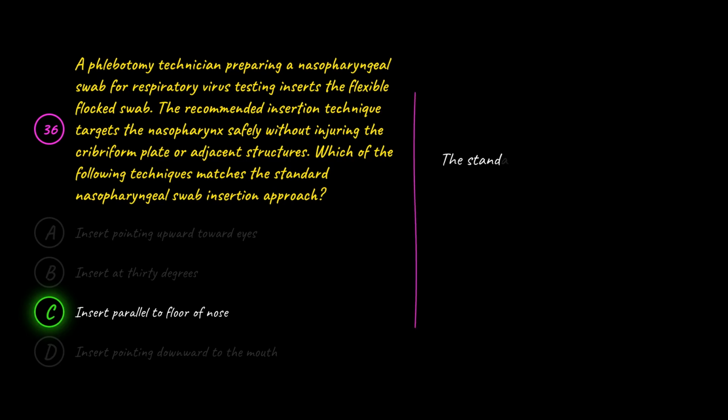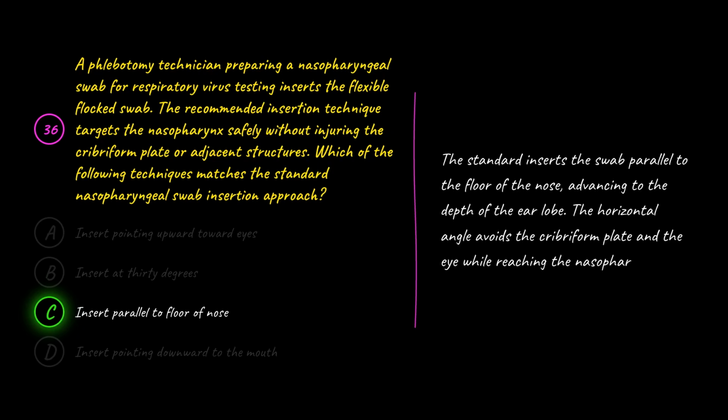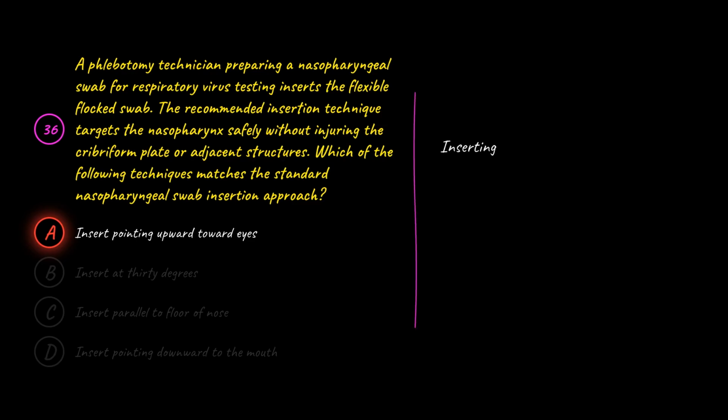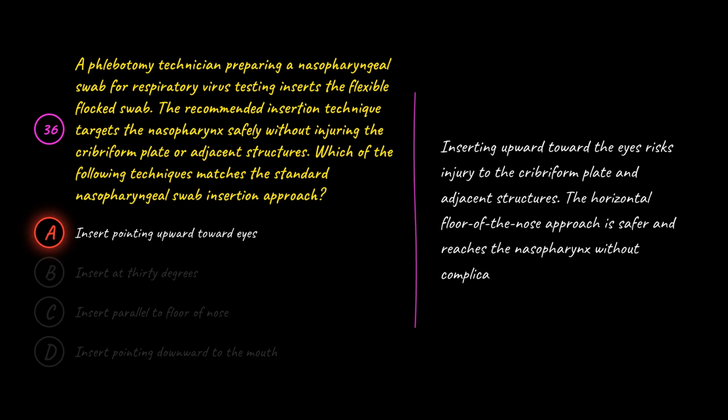C is correct because the standard inserts the swab parallel to the floor of the nose, advancing to the depth of the earlobe. The horizontal angle avoids the cribriform plate and the eye while reaching the nasopharynx. A is wrong because inserting upward toward the eyes risks injury to the cribriform plate and adjacent structures. The horizontal floor of the nose approach is safer and reaches the nasopharynx without complications.